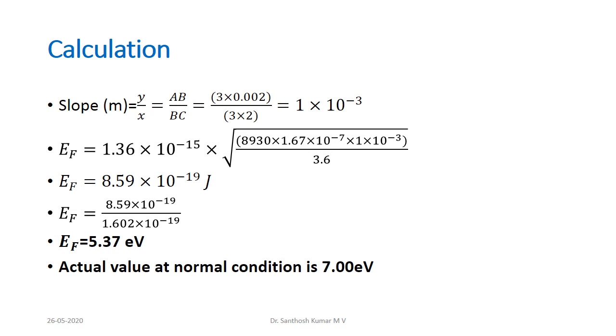There is a difference between the actual value and the obtained value because some experimental errors are there in conduction and some errors are there in plotting the graph, hence we are getting the lesser value. However, this value is acceptable in the range, hence this will be the answer for this particular experiment.